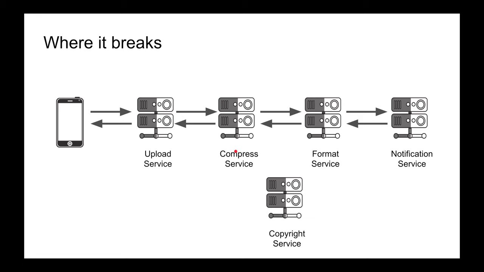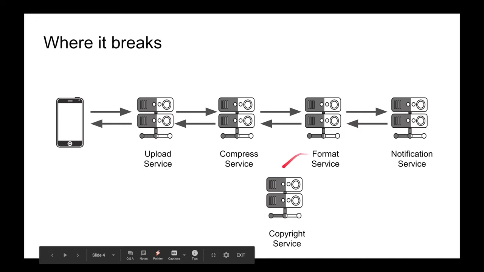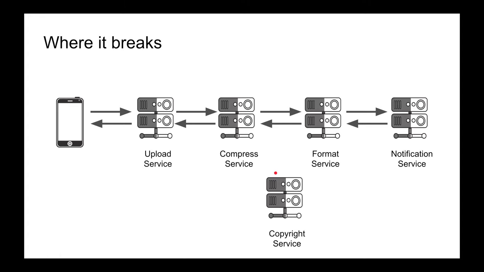Let's say we want to add another copyright service. We want the copyright service to check the content for content IDs and check if there is a copyright infringement, right? So you want to consume the compressed service, and need to send the compressed file to both format and copyright. Oh my God, right? This topology gets really complicated real quick, son, right?